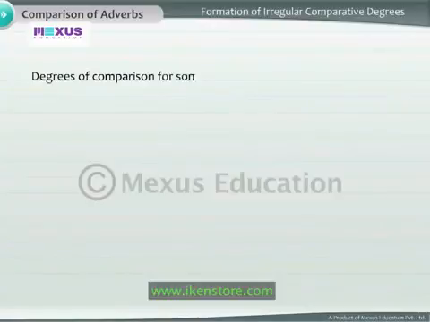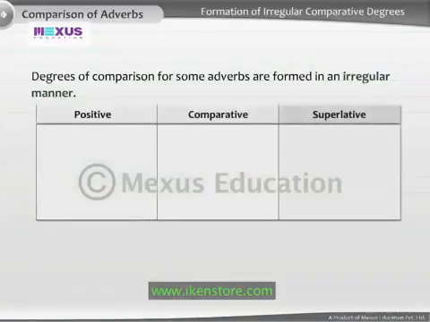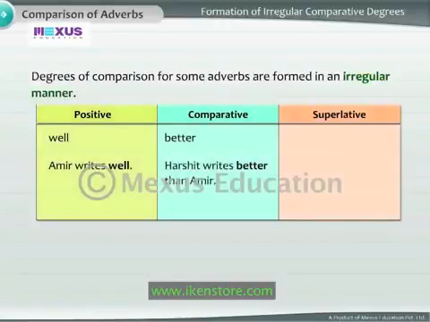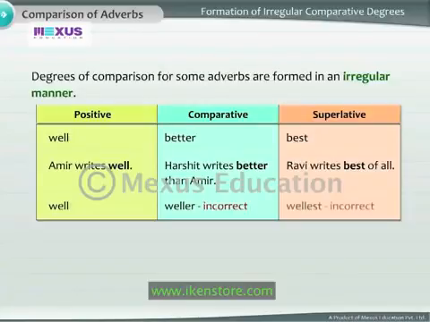Degrees of comparison for some adverbs are formed in an irregular manner. Take a look at the following sentences. Well is the positive degree of adverb, while better is the comparative degree and best is the superlative degree. For the adverb well, instead of adding er or est to the positive form of adverb, the comparative and superlative degrees are formed in an irregular manner. Therefore, well does not have weller and wellest as its comparative and superlative forms respectively.